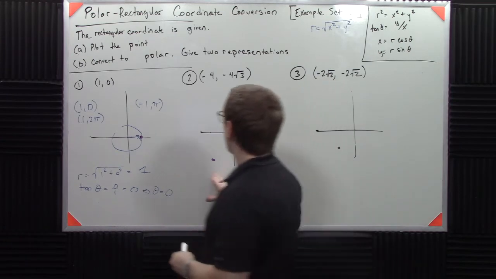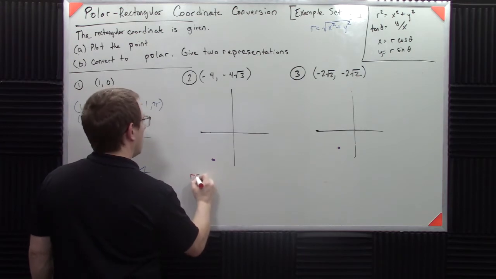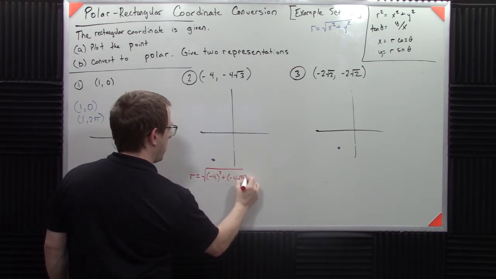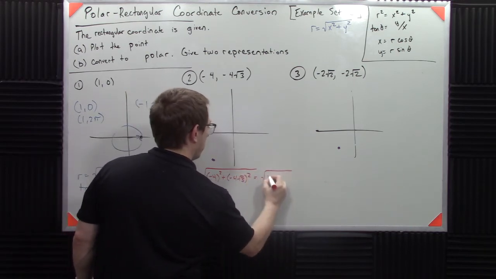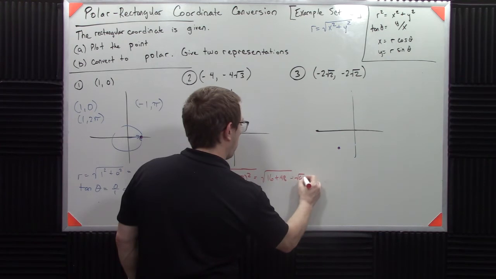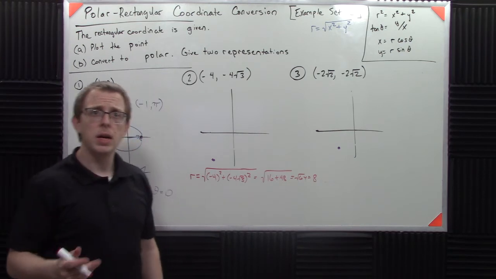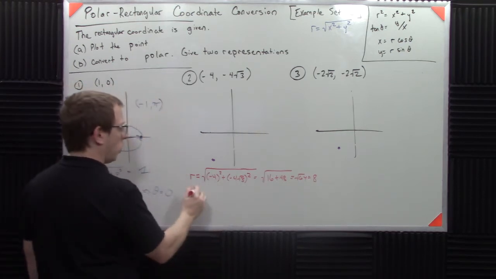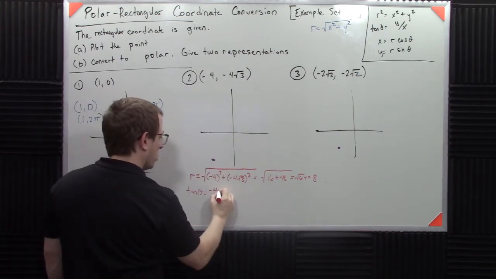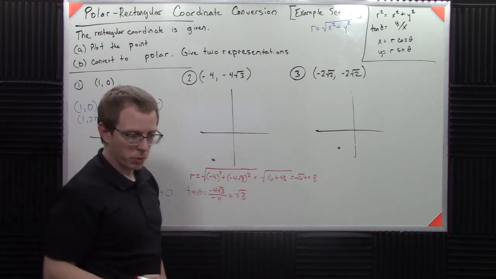Now, moving along, we've already plotted this point. Let's use our relationships here. r is the square root of (-4) squared plus (-4√3) squared, which is the square root of 16 plus 48, which is the square root of 64, which is 8. So r is equal to 8 here. Also, tangent of theta is y over x, so -4√3 over -4, which is a positive square root of 3.